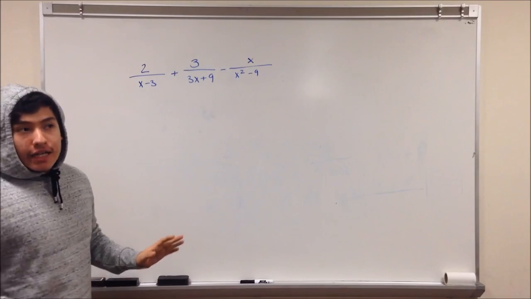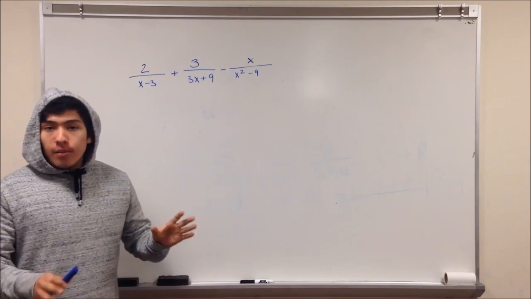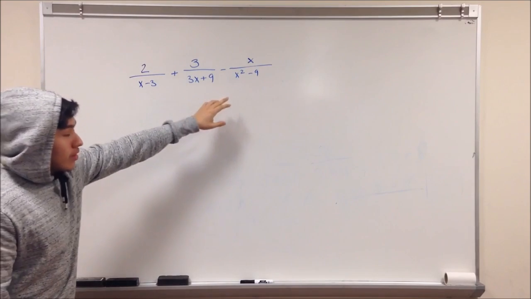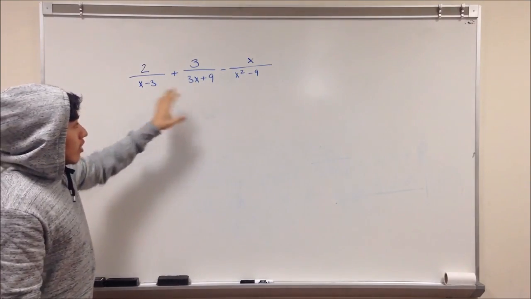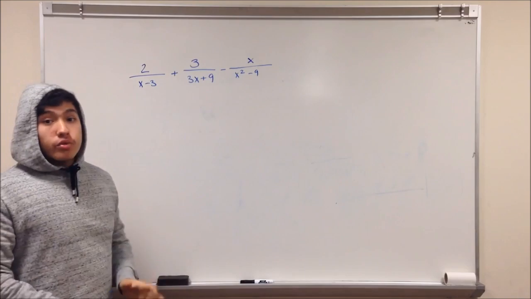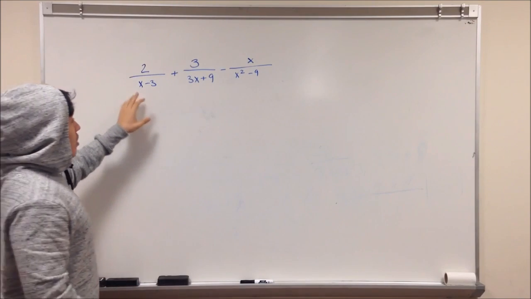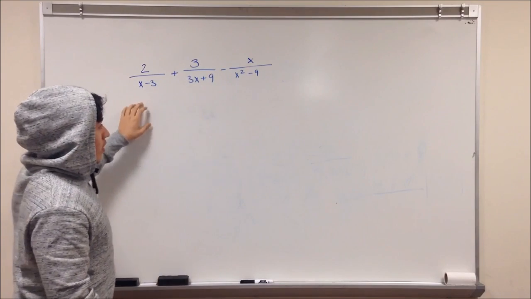Now when you're regularly adding and subtracting fractions, you need to have a common denominator. But for problems such as this, that have variables in each part of the denominator that are not equal to each other, we need to actually create a common denominator. So the first step would be to factor each part of the denominator.